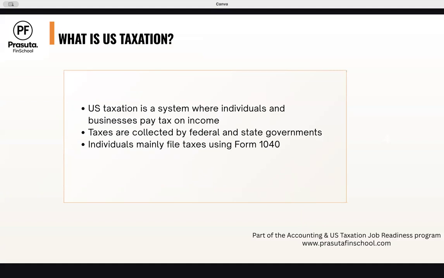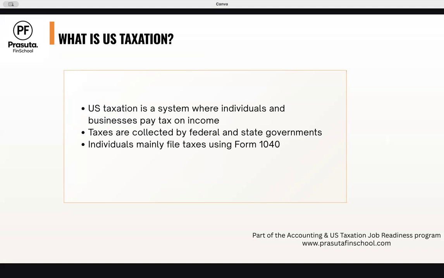So let's start with what is US taxation. US taxation is a system where individuals and businesses pay tax on income. It is collected by the federal and state governments. The federal government is the central government, currently under the presidency of Mr. Donald Trump, and state governments are the governments of each state of the US. Then individuals mainly file their taxes using Form 1040.